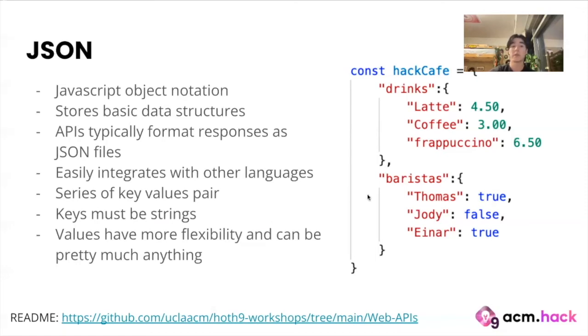As you can see, it's pretty intuitive. It follows a pattern of key value pairs. Keys always have to be strings, but their values can be pretty much anything. They can be ints, doubles, booleans. They can even be other JSONs as well. So that's what we have here. This is a key, drinks, and then we have another JSON of a set of key value pairs. Latte is $4.50, coffee is $3, et cetera, et cetera.